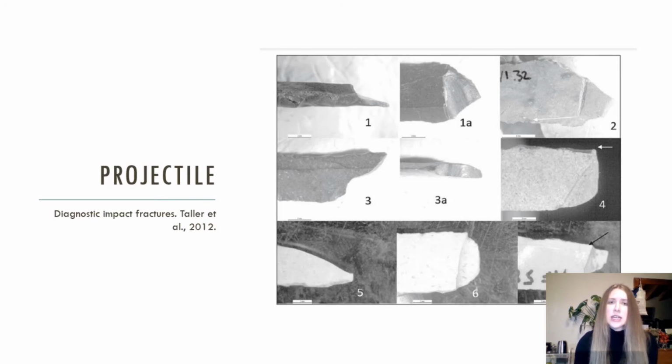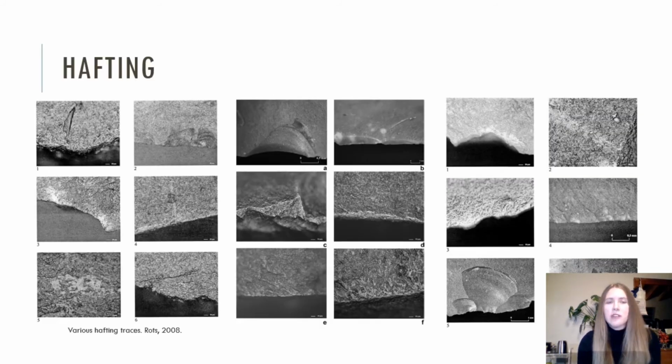This feature is usually macroscopically visible in most cases as well. And aside from diagnostic impact fractures, projectiles can also be inferred based on the size of the piece and the presence of hafting traces. Hafting traces are most noticeable by the presence of a distinct boundary between the point of wear traces and the part that was contained within the haft.